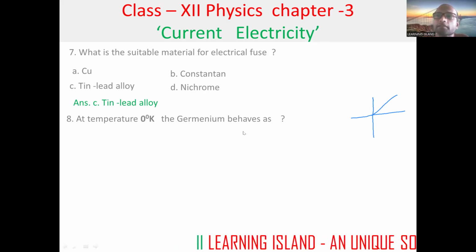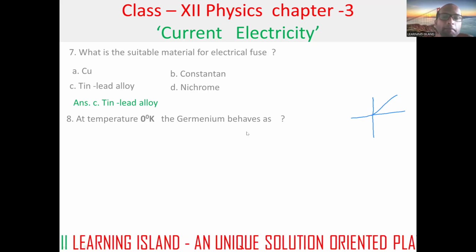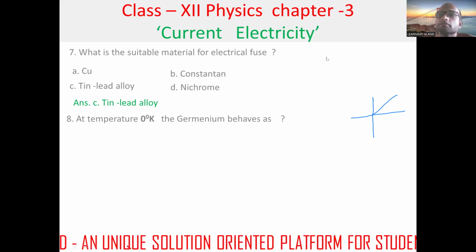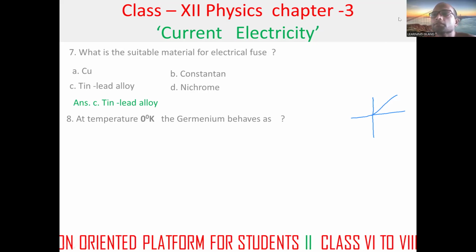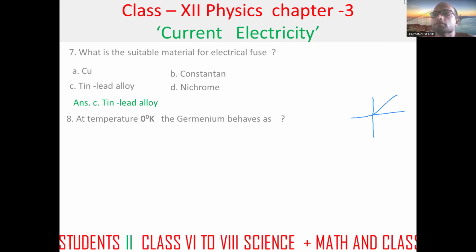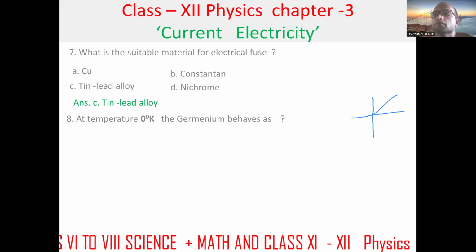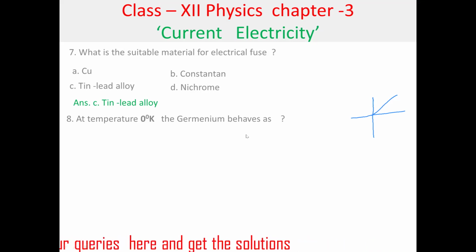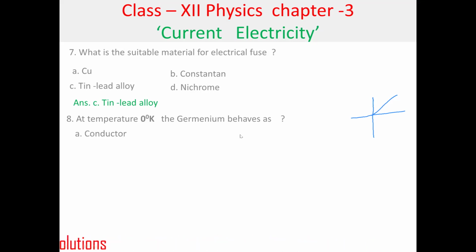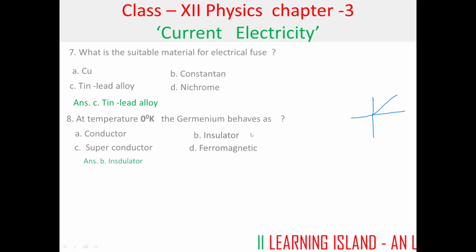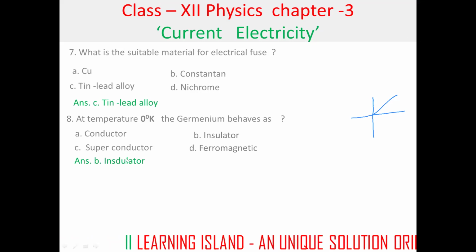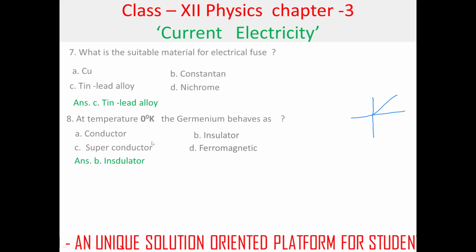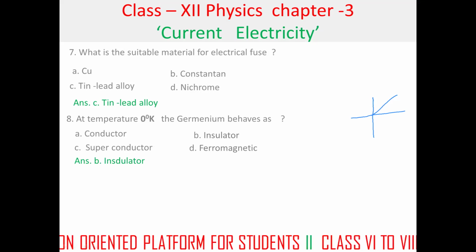Question number 8: at temperature 0 degree K, the germanium behaves as, germanium is a semiconductor, you know, so it behaves as an insulator. Here it is a spelling mistake. It would be insulator.